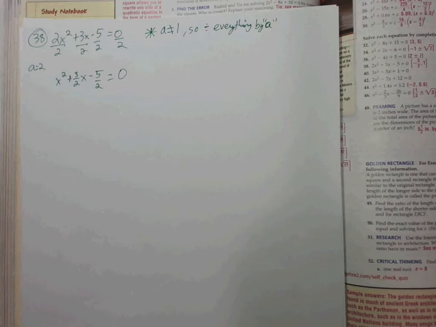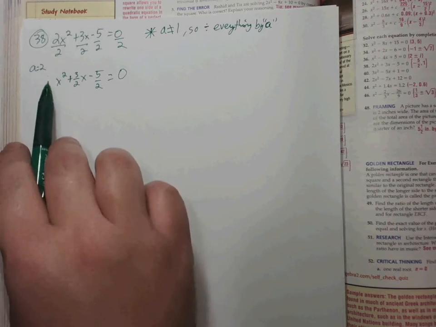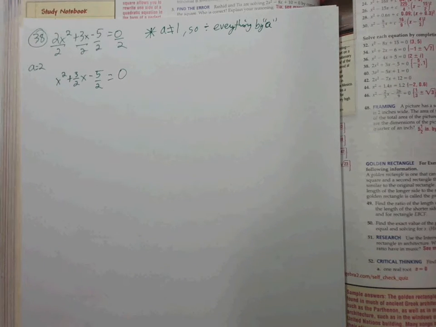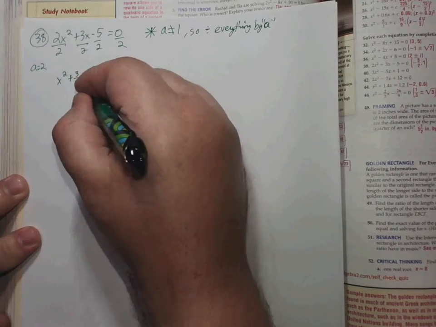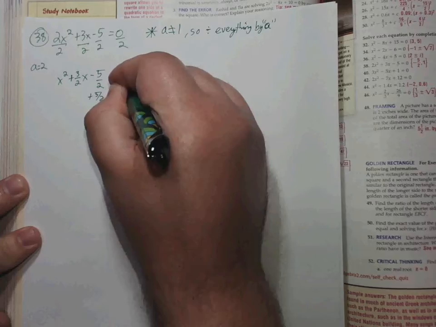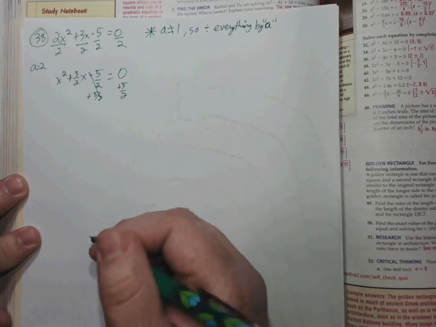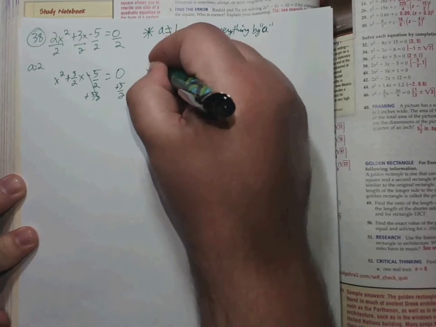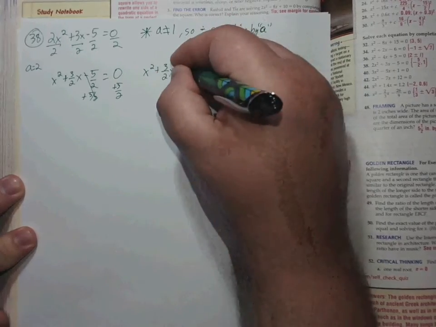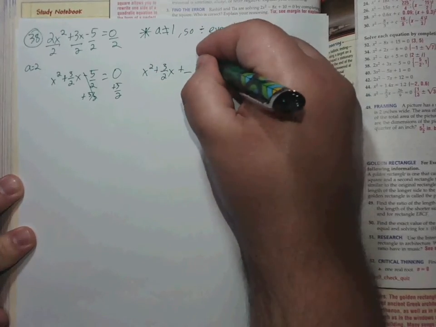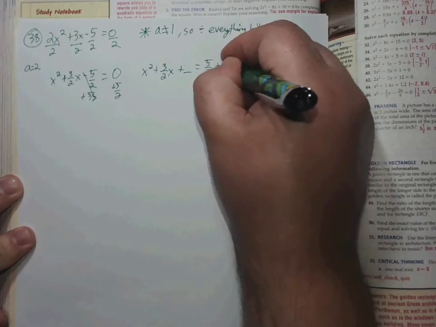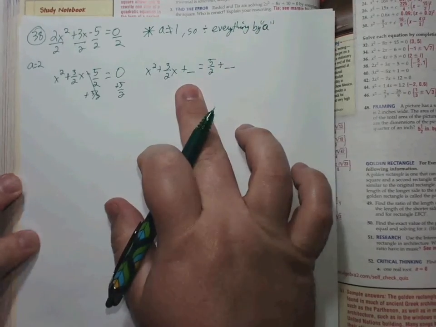So, again, at this point, it's the same process. The only thing different was we had to get that a equal to 1. The way to do that is you divide by that number that's in front of the x squared. Everything by it. Not just it, everything. Okay? So here, move my constant over. Okay? So I have x squared plus 3 over 2x plus blank equals 5 over 2 plus blank. What goes in the blanks?